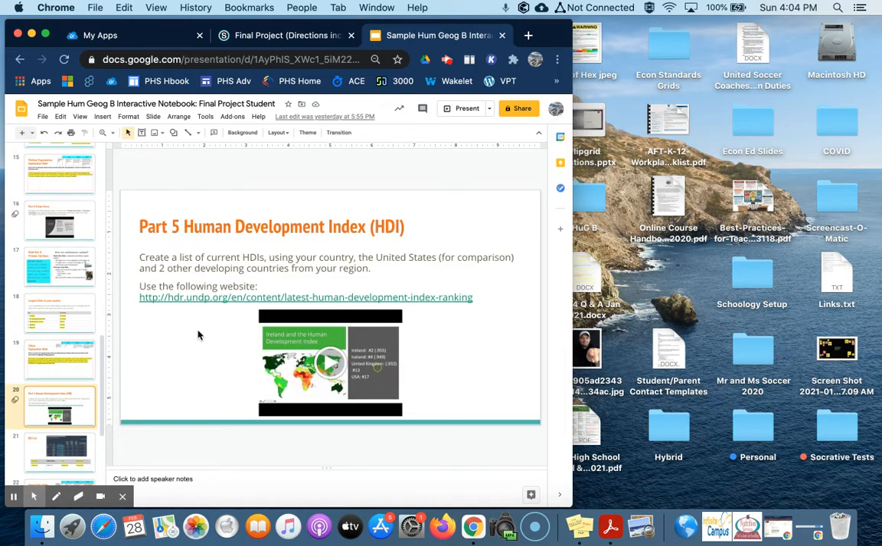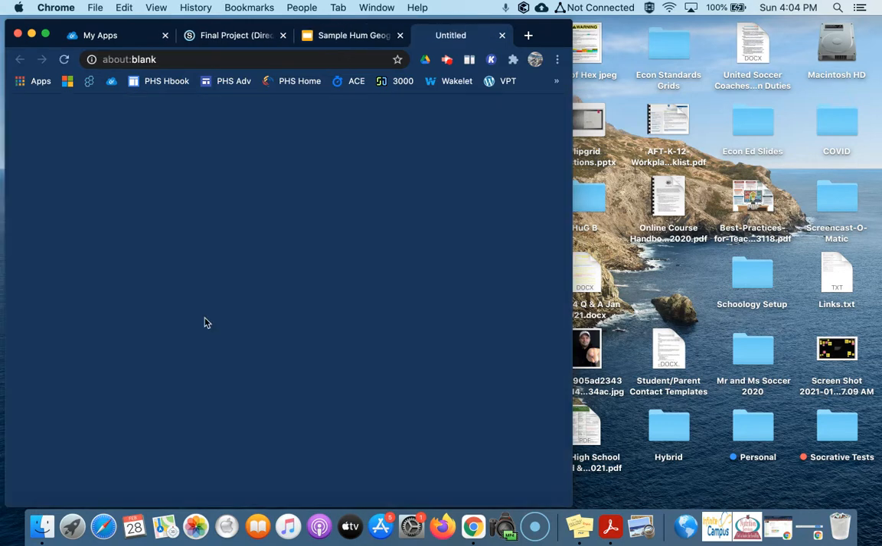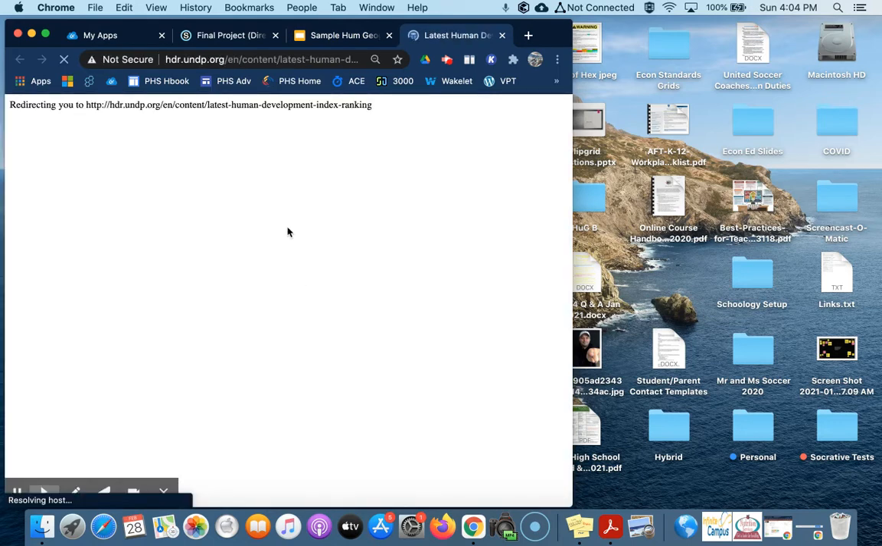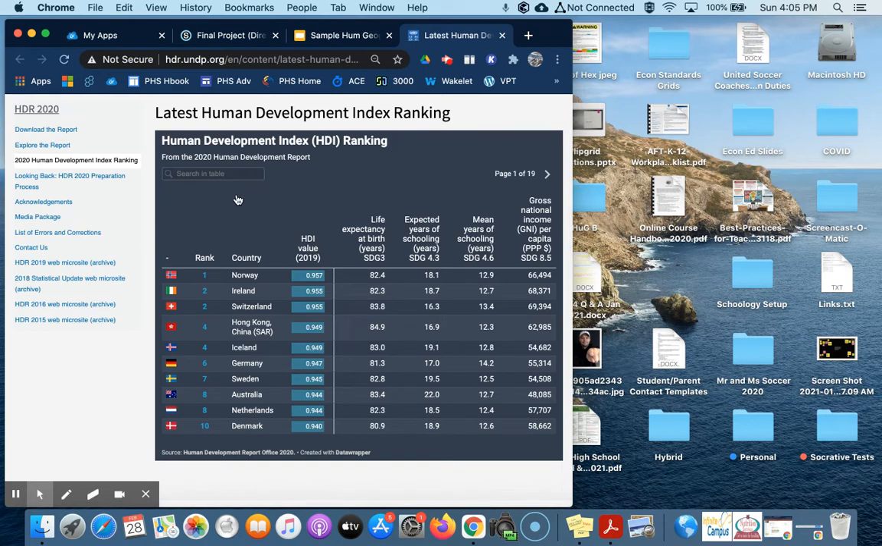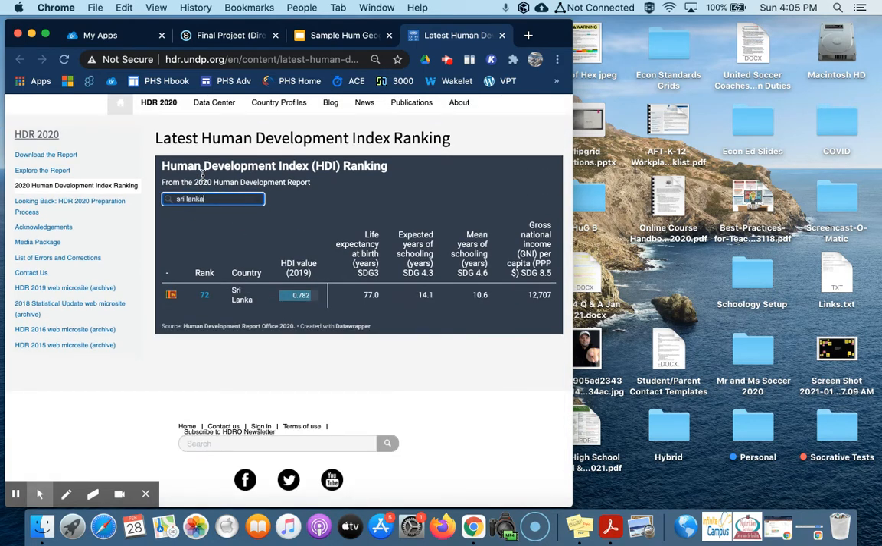Part 5 is using the Human Development Index, and for this, you will need to use this website, the Human Development Index webpage. There's an in-depth description of how to use this, but you'll find it's real easy. You can type in your country's name, and it gives you the rank of your country, and it gives you the value. I think those 2 pieces of information are important.